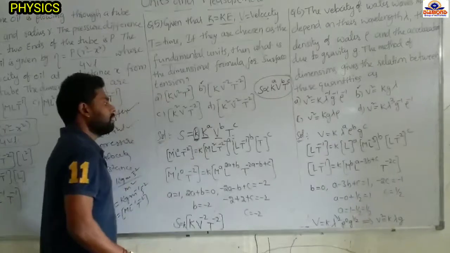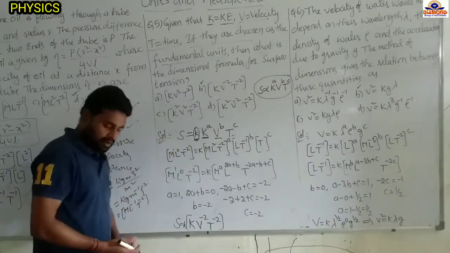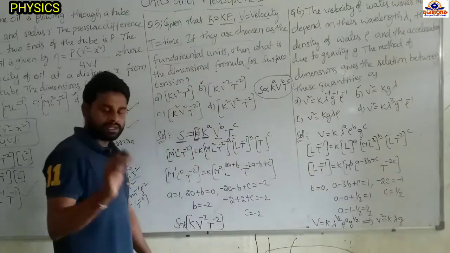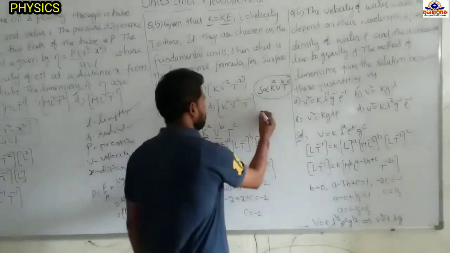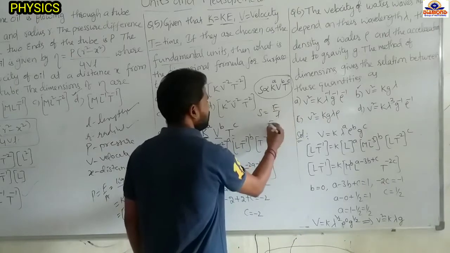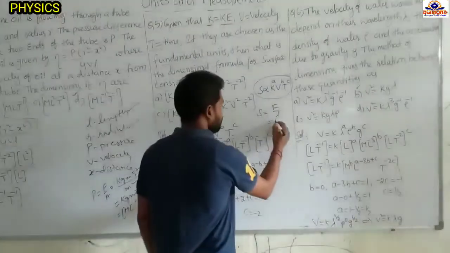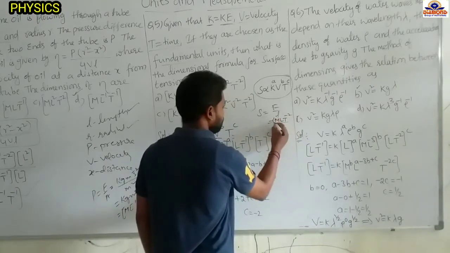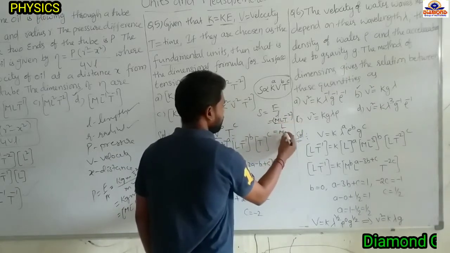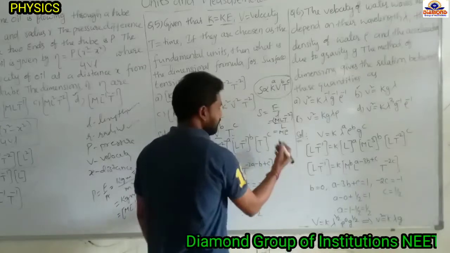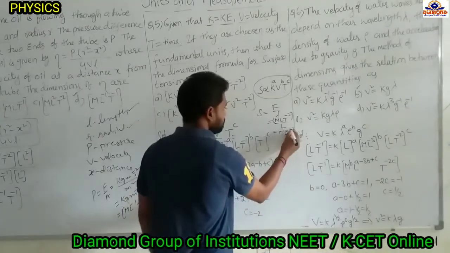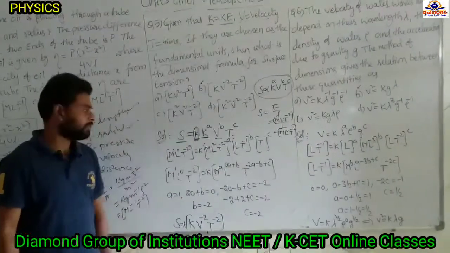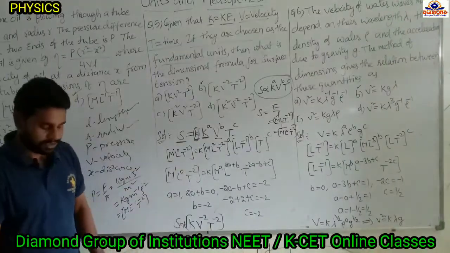Now write down the dimensional formulas of these quantities. Surface tension formula you have to remember: force per unit length, F by L. Force's dimensional formula we already know, M L T power minus 2, divided by length's dimensional formula L. So now L will be cancelled, we will get M L power 0, T power minus 2. This is the dimensional formula of the surface tension, M power 1, L power 0, T power minus 2. K is the dimensional constant, as it is I am writing.